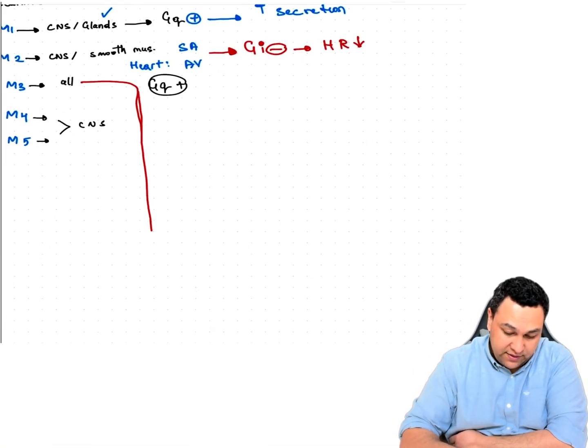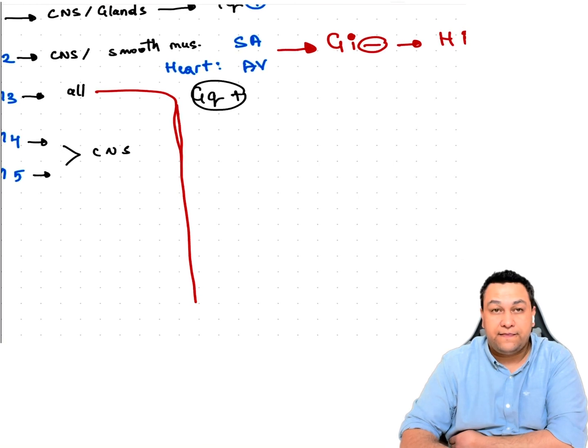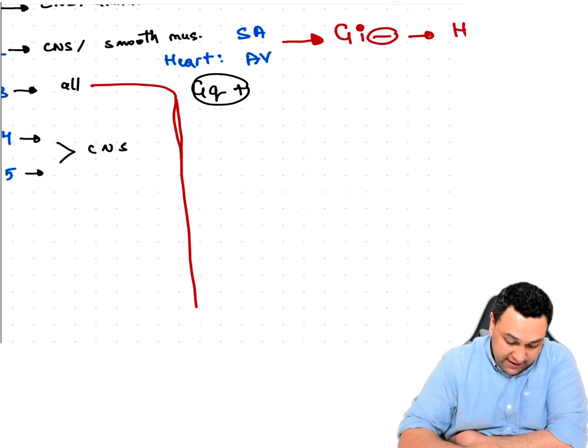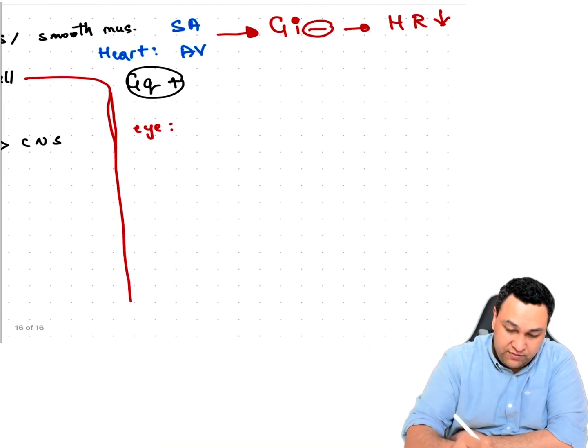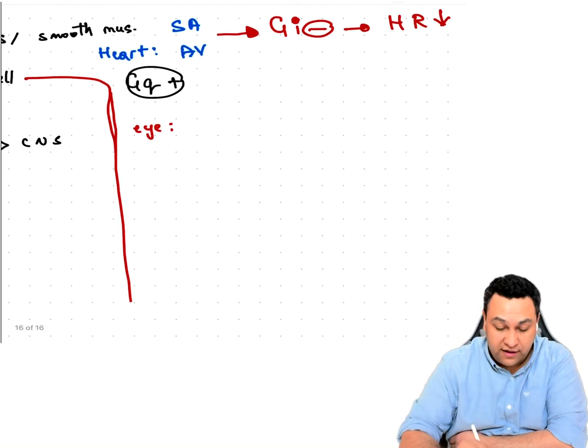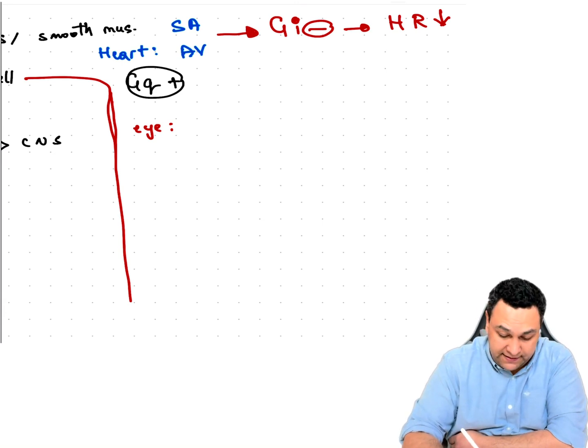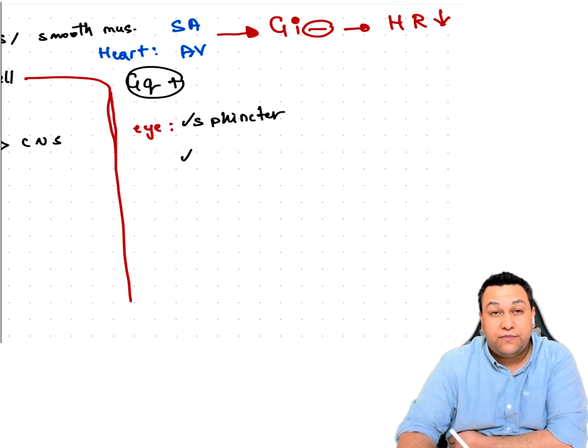Now, let's discuss some organs where the M3 could be seen. For example, let's take the eye. If we stimulate M3 receptors in the eye, we are going to stimulate smooth muscles there, and let's say we stimulate the sphincter, or we stimulate the ciliary muscle.